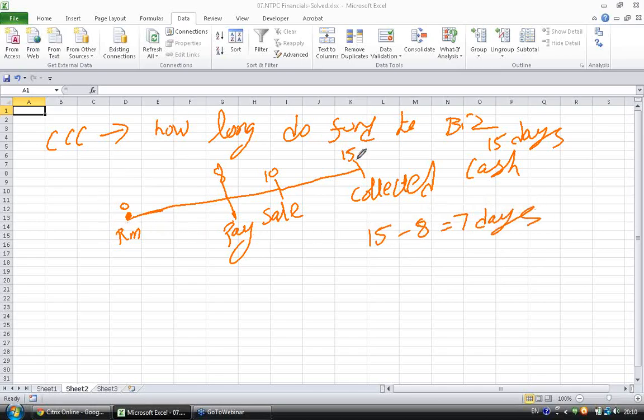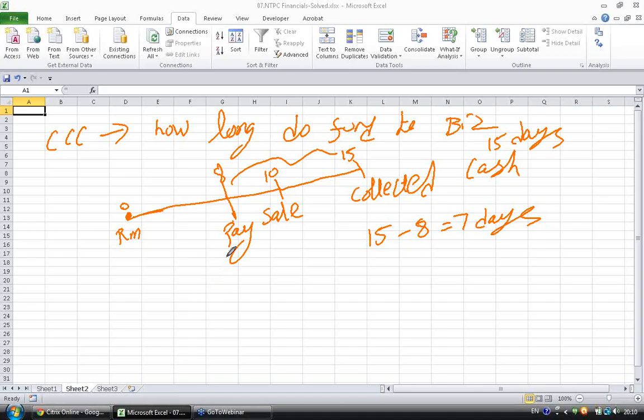So while your working capital cycle could be 15 days, your money is blocked only for 7 days because you paid for the raw materials on 8th day and made a sale on 10th day but collected on 15th day. So the money blocked is only between this and this and not between this and this. So your working capital cycle eventually is only for 7 days.